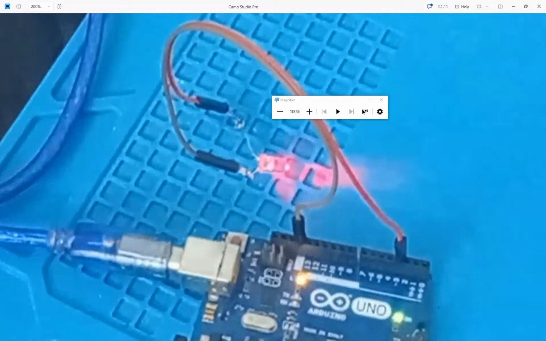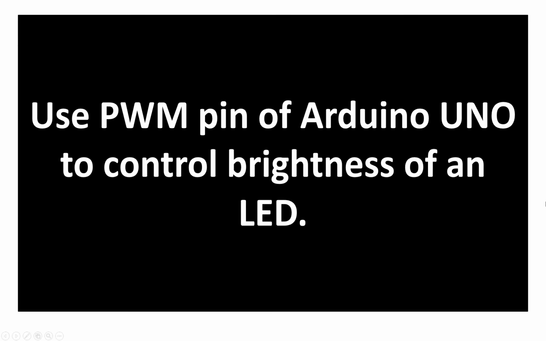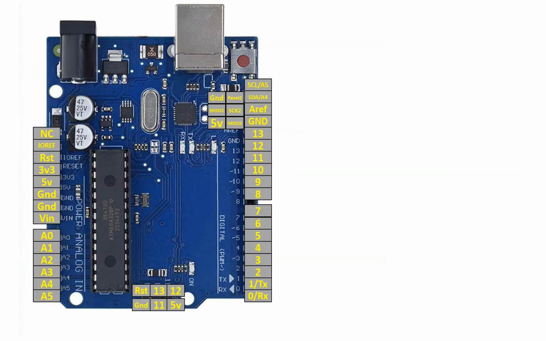So simple as that. Hello guys, welcome to Learning Microcontrollers. In this video I'm going to show you how you can use a PWM pin of an Arduino UNO to control the brightness of an LED. So let's get started.